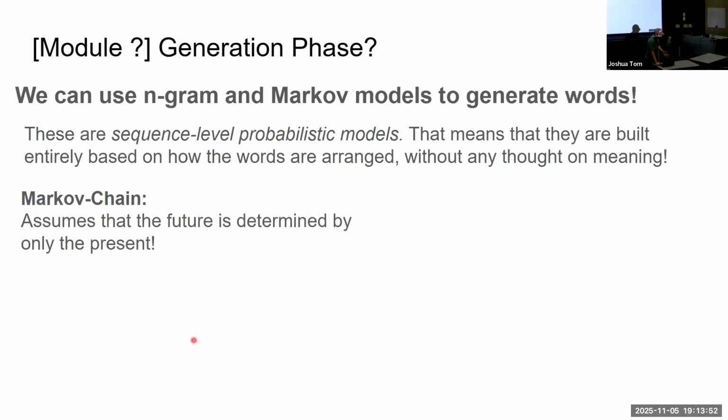So for a Markov chain, on the theory side, the future is only determined by the present. So if there's a storm coming, you're not going to look at yesterday's weather. You're going to look at now's weather and then predict from there. So that's kind of what Markov chains are doing.